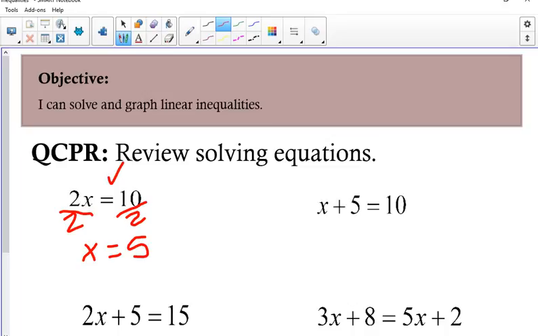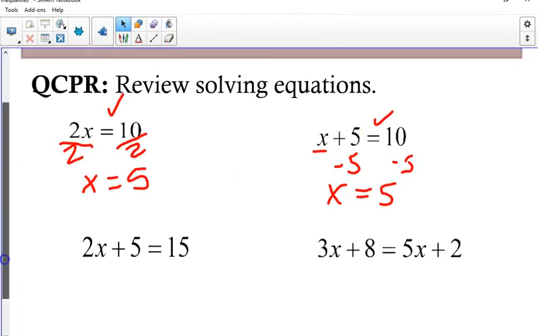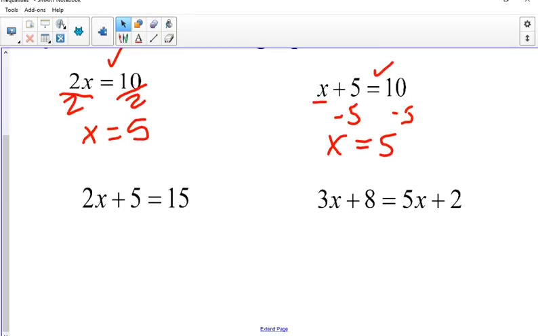Check. This one, we have something that we need to get rid of to get the x by itself, so we're going to subtract 5 from both sides. That gives us x equal to 5, and there's no number associated with the x, so we're done. And again, if we check it, 5 plus 5, 10. Check. All right, so let's move down here a little bit. There we go. And we'll do a couple more.